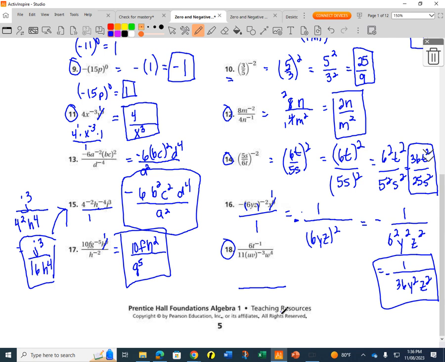Not negative 1. It's t to the first power, right? When we move it, it makes that exponent positive. If you don't have the t, it's going to be t to the first power. Erase that. Let's see yours. Good.